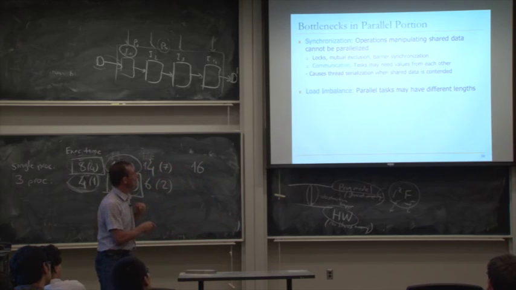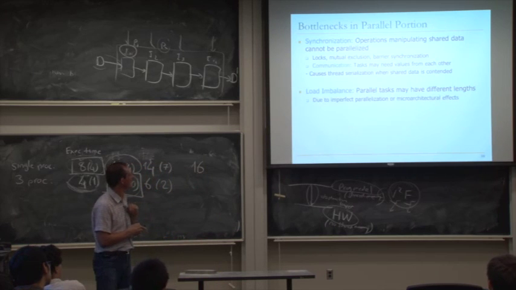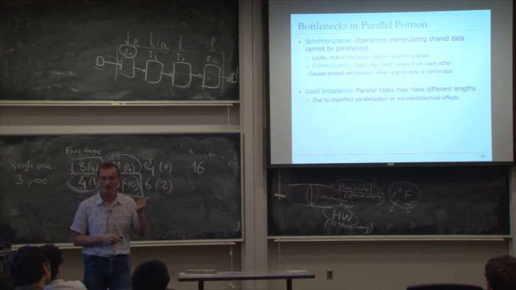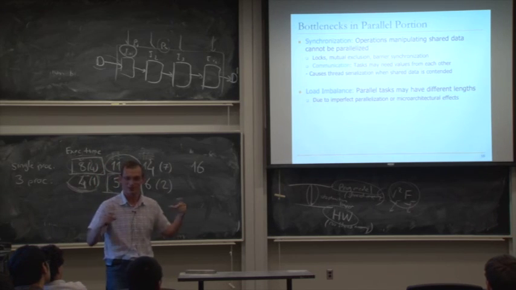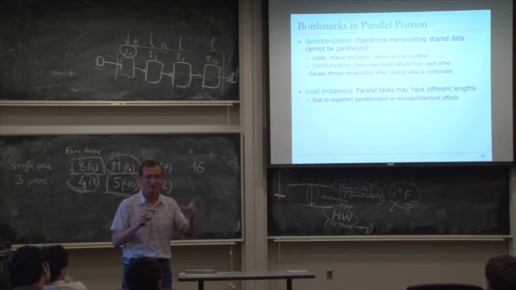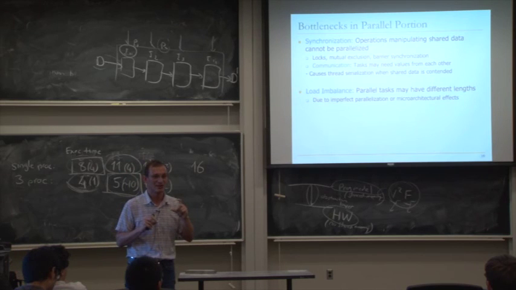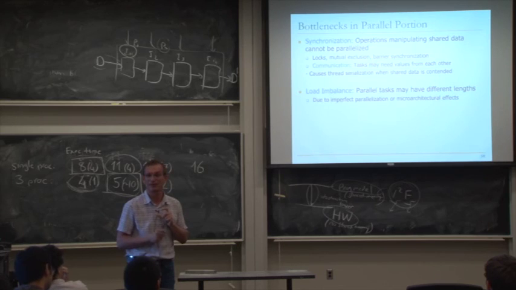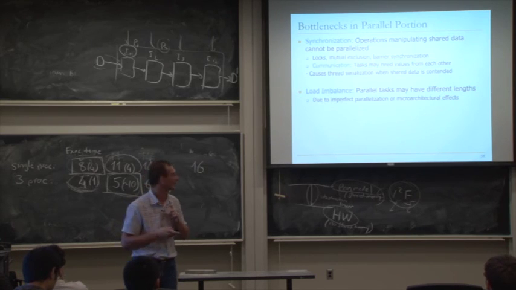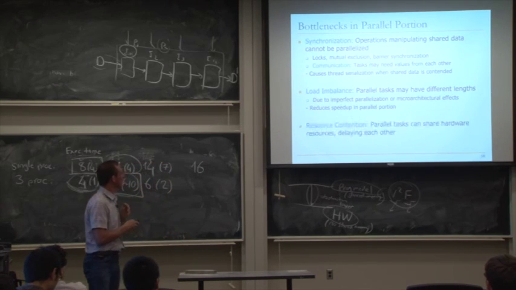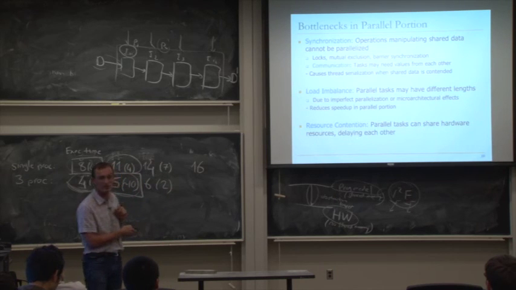Load imbalance, parallel tasks may have different lengths. We've covered this. And this could happen due to two reasons. One is imperfect parallelization, as we've talked about last time. But this could happen because of microarchitectural effects too. For example, one thread gets a cache miss, whereas another thread is executing very fast. It has good locality. Right? And this, again, reduces speed up in the parallel portion. And resource contention, parallel tasks can share hardware resources delaying each other.